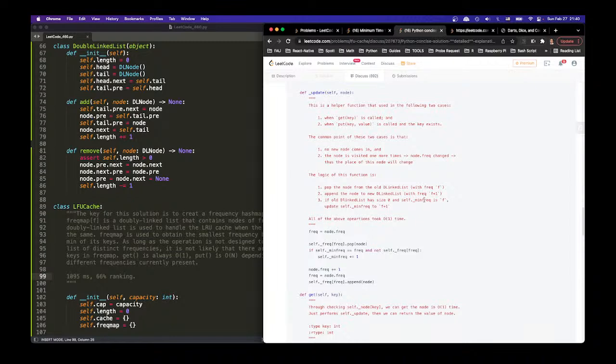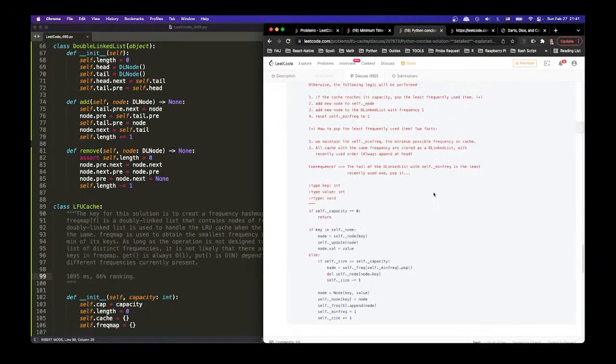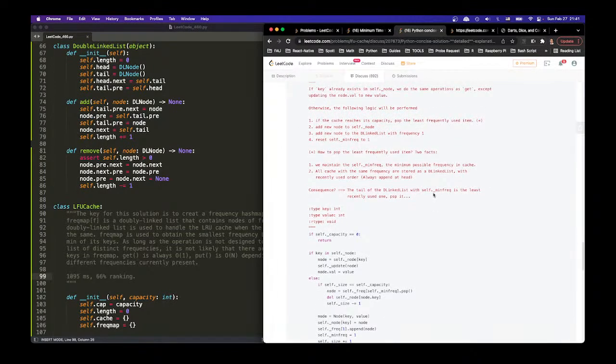If we pop this and we find out that the linked list has size 0, which means this one has to be popped, and the minimum frequency happens to be the same, right? Then we say we need to update because the frequency f doesn't exist anymore. So I need to update this to plus 1 because f plus 1 does exist. That does make sense. I can reset to 1.